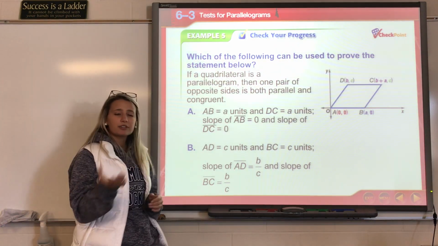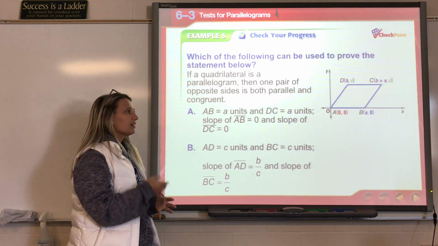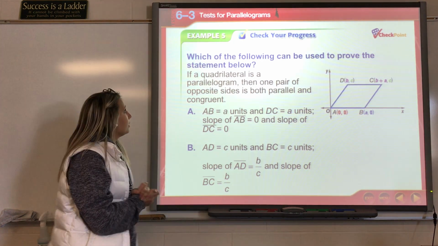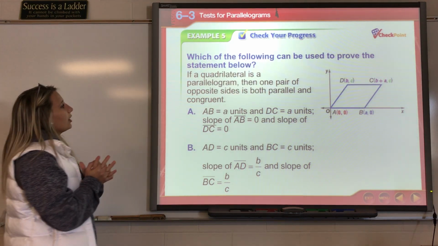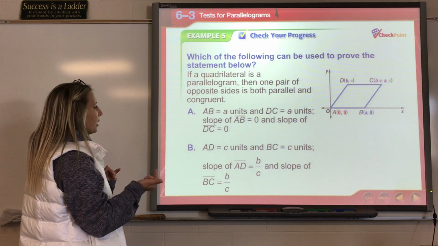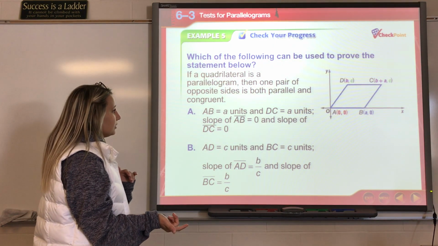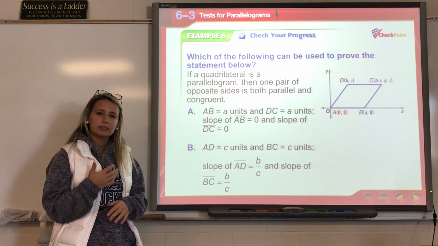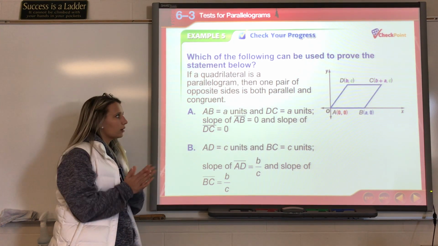Okay, so here's one for you guys to take a look at. This one's a little easier because it gives you the diagram. It says if a quadrilateral is a parallelogram, then one pair of opposite sides is both parallel and congruent. So which one of these is true? Why don't you guys pause the video, take a look at it, think about your thoughts.